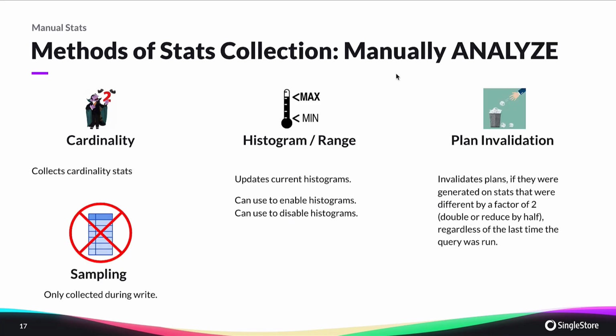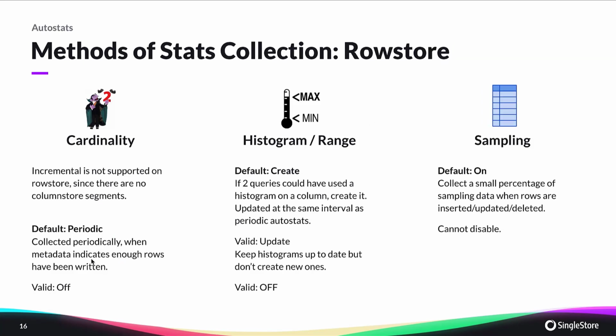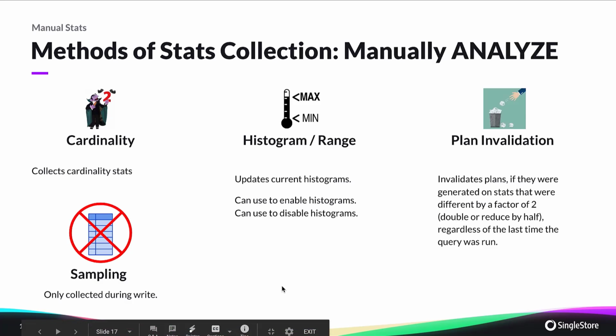Now, all of that was automatic behavior, and you can control that, like I said, by adjusting the settings or disabling them, or even just disabling them globally for the entire node. But you can also manually collect stats by running the command analyze table name. For cardinality stats, it will just collect those cardinality stats, the same as if a periodic stat was executing on that interval. For histograms, it will go ahead and update any histograms that you currently have.